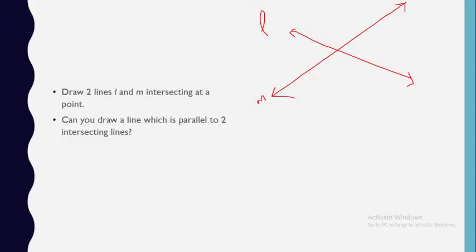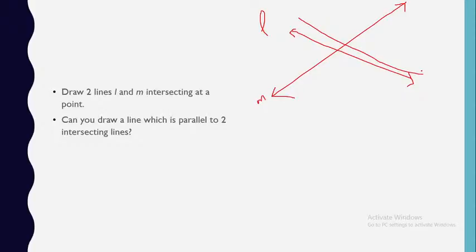So, did you draw like this? You can draw in any direction. Okay, the lines should intersect and you should name the lines. Now, can you draw a line which is parallel to the line L? Can you draw a line which is parallel to the line L?